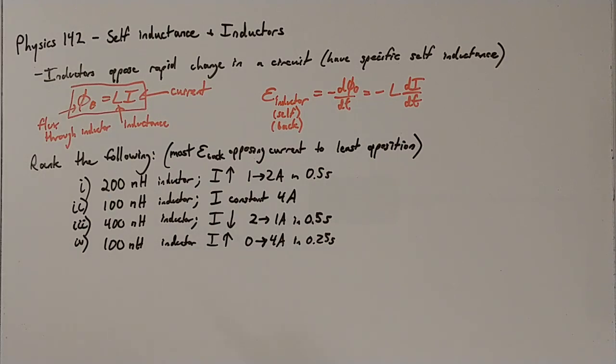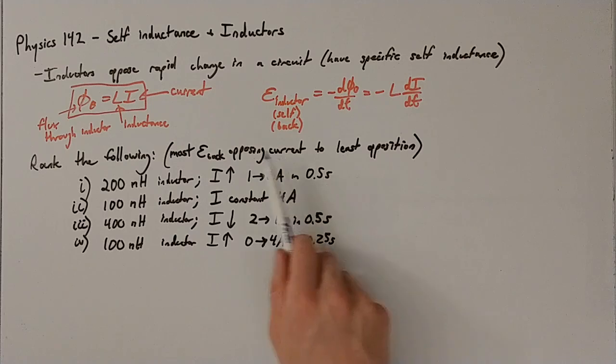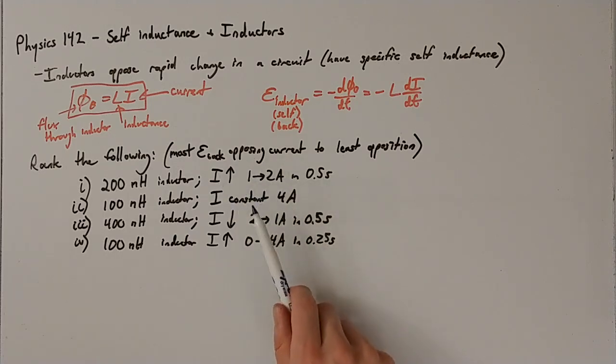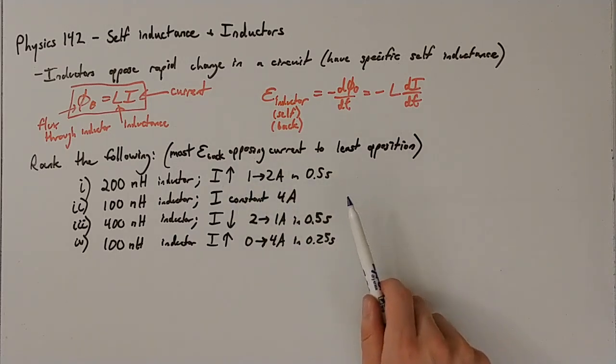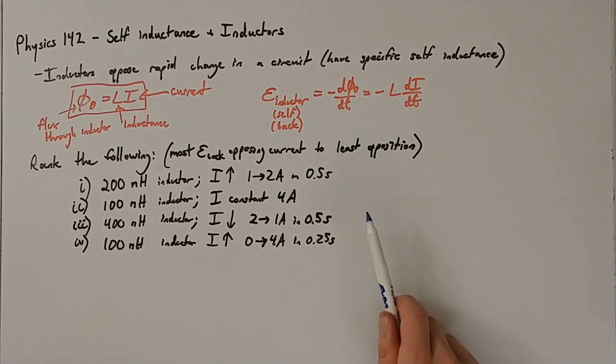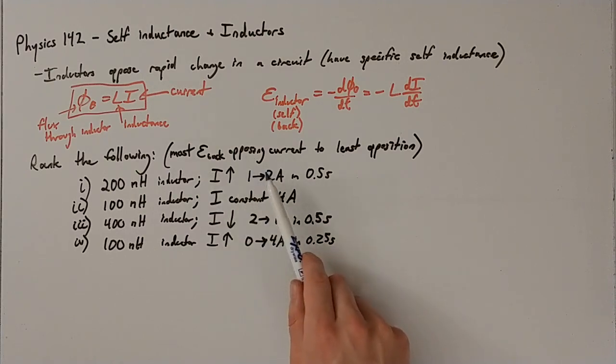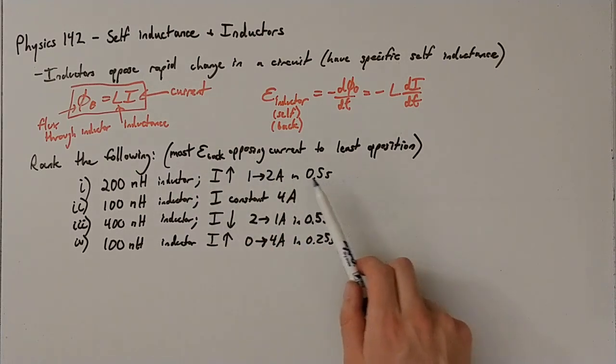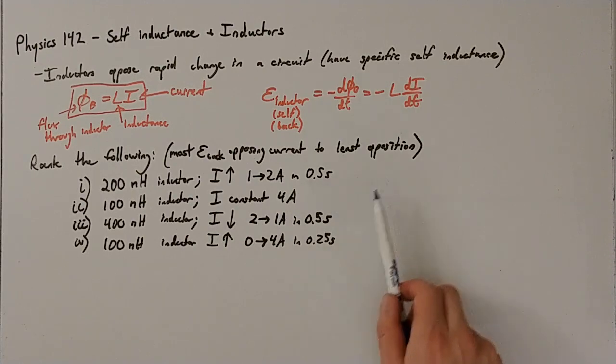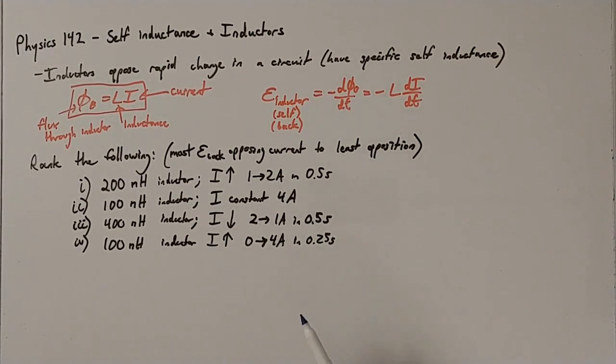I'd like you to rank them from most opposition to least opposition. If you get a very negative answer, that means we're opposing, we're losing lots of EMF, so we'll rank that as top. If you get a really positive answer, that means you're actually supplying EMF. You're not opposing, you're actually aiding what's going on. So I'll give you a chance to pause, and now let me dive into the solution.